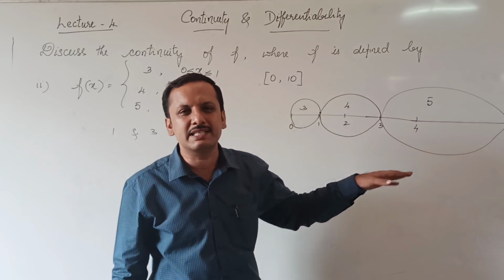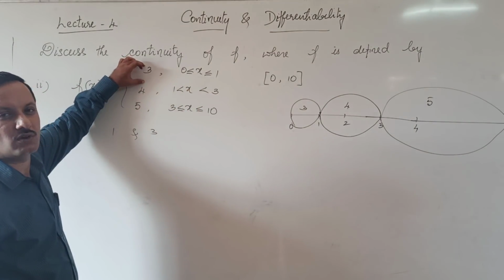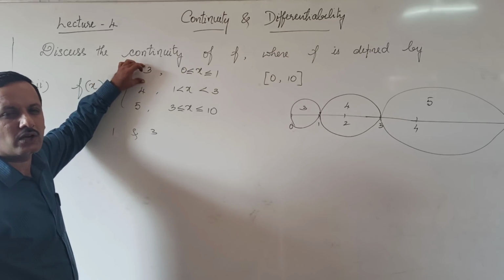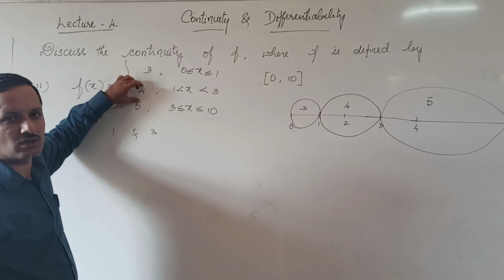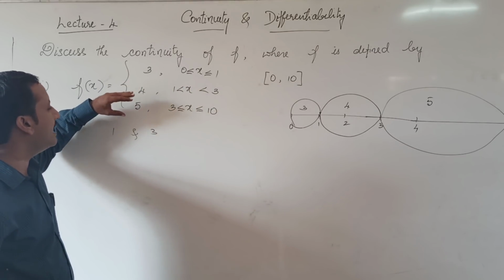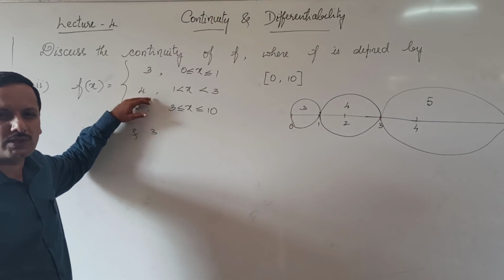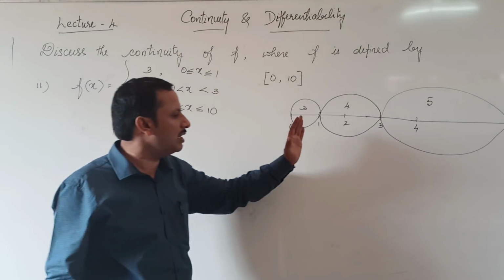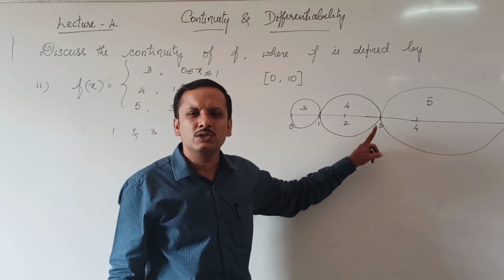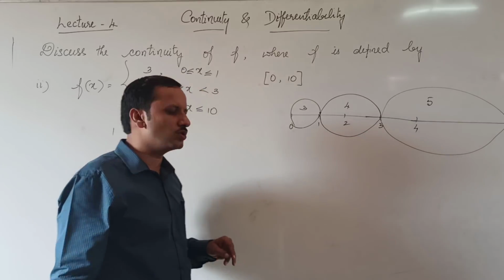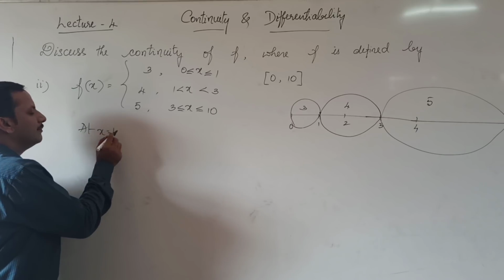But everywhere else it has to be continuous, because if I only choose this, f of x is equal to 3, which is a constant function. The constant function is continuous everywhere. Similarly, f of x equal to 4 is another constant function which is also continuous. And f of x equal to 5 is one more constant function which is also continuous. So the only points of discontinuity may arise at 1 and at 3. So we shall test the continuity at those 2 points. First at x equal to 1.